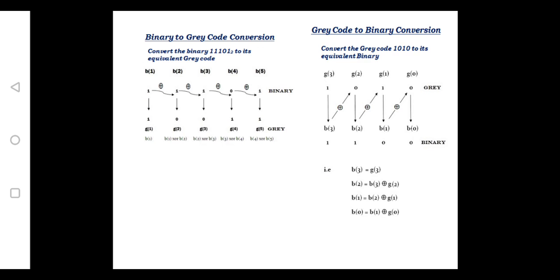Then perform XOR operation of the MSB bit with the next bit. So the next bit is 1, 1. So 1 XOR with 1 is 0. Again 1 XOR 1, 0. 1 XOR 0, 1. 0 XOR 1, 1. So the equivalent of gray code is 10011. The only thing is write down the MSB bit as it is, and perform the XOR operation of two consecutive numbers. This is how to convert a binary code to a gray code.